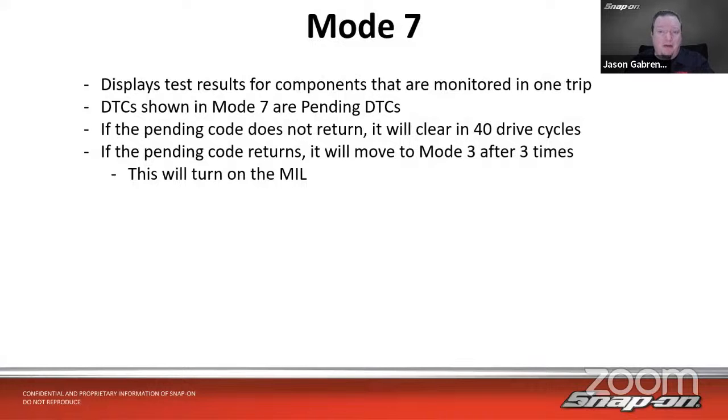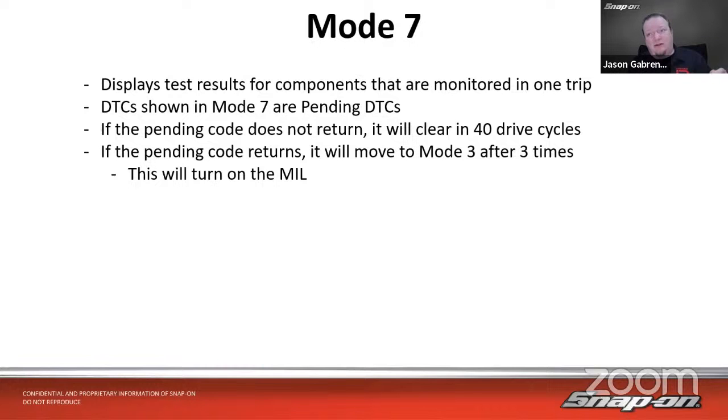Those would be considered pending DTCs in mode 7. So it's going to be, it happened once, but it didn't happen enough. If the pending code does not return, it clears itself out in 40 drive cycles. Otherwise, if that pending code returns on the next cycle, it'll move to mode 3 after it shows up 3 times. So if we get to the point where it sets a code on a one-trip monitor 3 times, then it will go to mode 3.